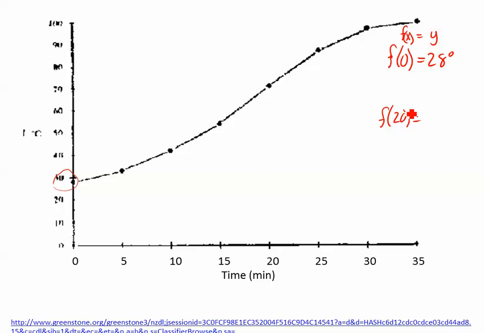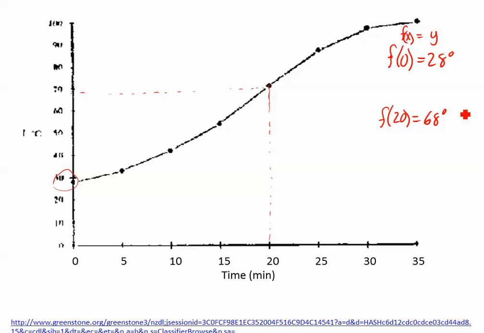Again, since the 20 is in the parentheses, replacing the x, that means we're looking for 20 on the x-axis, 20 minutes. The easiest way to do this is to draw a little line that goes up to your graph. Once you've got that point, come over here, and that's more or less straight, so about 67, 68. So I'm going to put about 68 degrees.